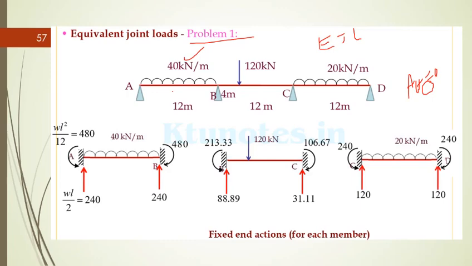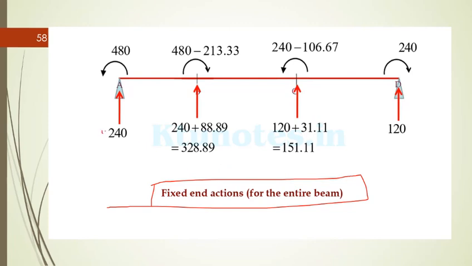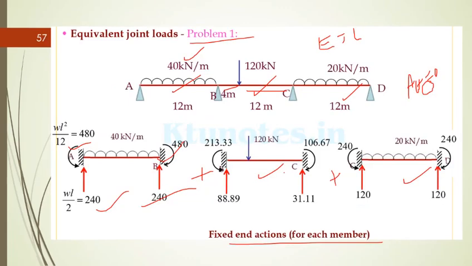This one we have already discussed, the moment and the reaction. This will be an eccentric case because this is 4 meter, this is 6 meter, and this is also a discussed thing. So we know the end moments and the reactions. Then you should club all these together to get the final fixed end actions for the entire beam. The reactions are added together, where the middle one will be the sharing one, right? So it will be added for both, and the end ones will be individual values like 240.